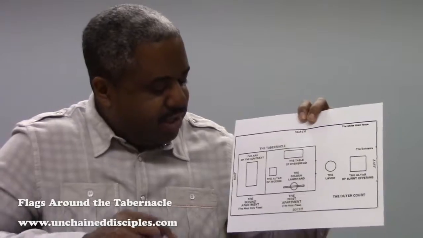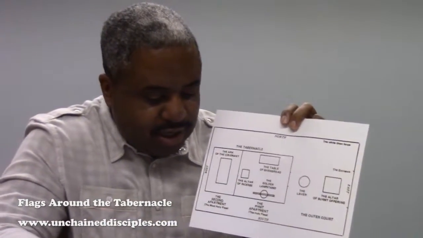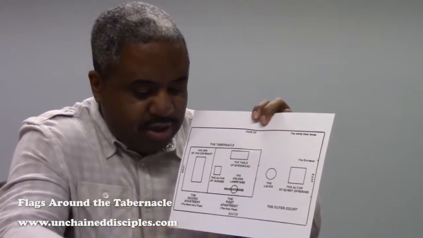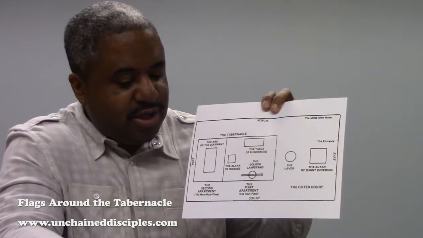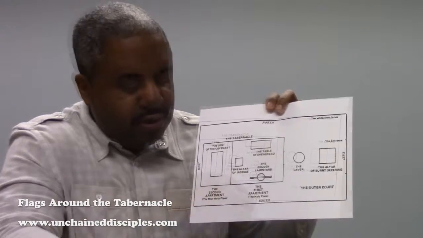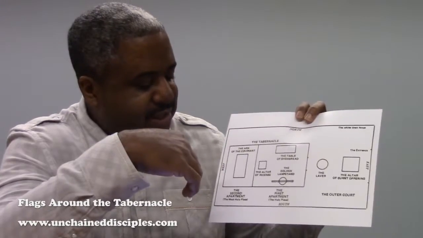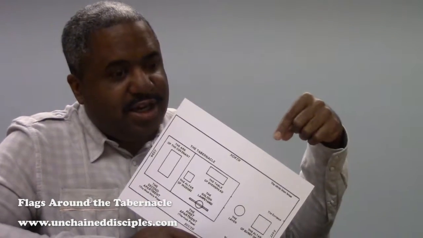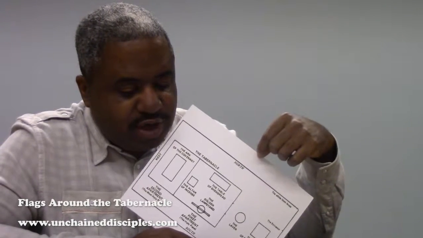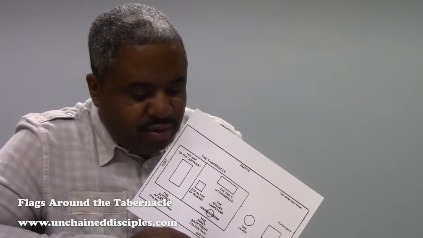Four of the tribes, Judah, Reuben, Ephraim, and Dan, were recognized as leaders. Judah, Issachar, and Zebulun were on the east, with Judah in the middle. Reuben, Simeon, and Gad were on the south, and Reuben was in the middle. On the west, you had Ephraim, Manasseh, and Benjamin. And on the north, you had Dan, Asher, and Naphtali, and Dan was the tribal head. So the tribal heads were Judah on the east, Reuben on the south, Ephraim on the west, and Dan on the north.